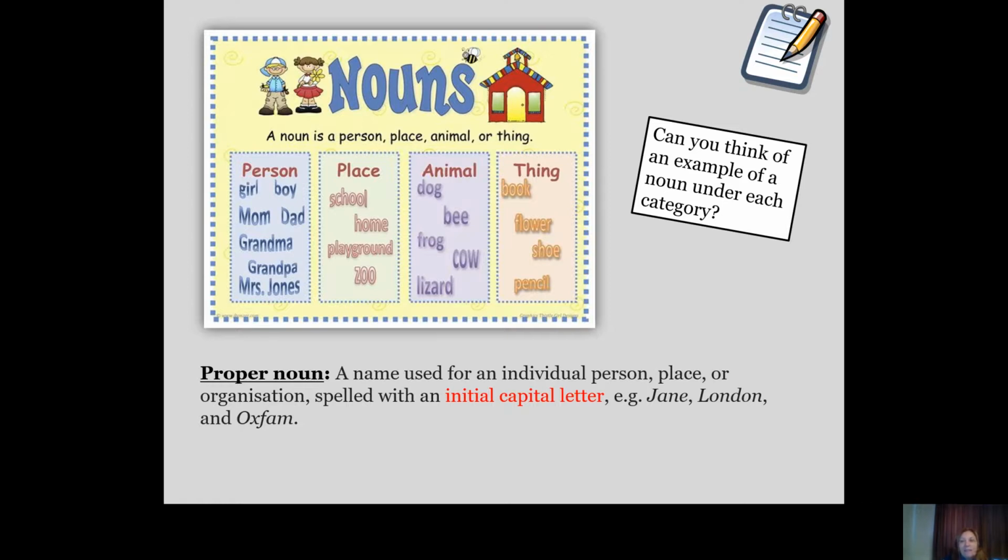Okay. And it asks you there, and you could take a moment to think of a noun to add to each category. Can you think of a person noun, a place noun, an animal noun, and a noun, a thing? Have a go.